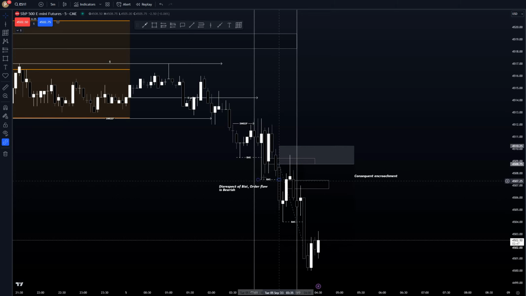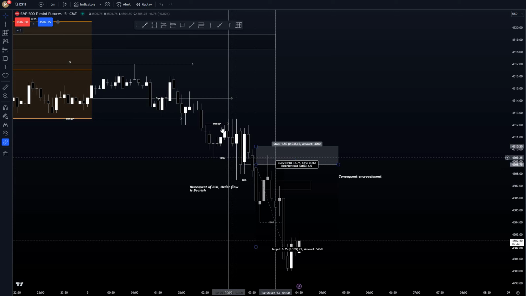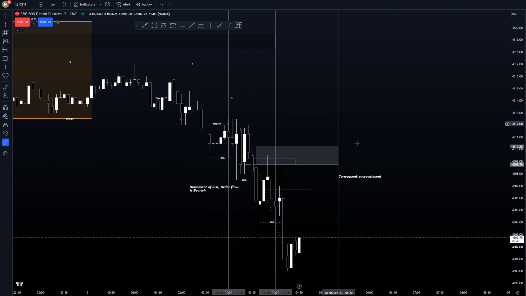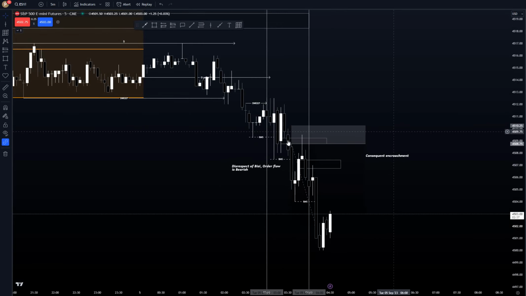And with that breaker structure, we had displacement over it. How do we know it's displacement? We had a body close over this wick. So because of that, we had a sweep and displacement. Last thing we needed was a fair value gap lining up with our draw on liquidity. Where did we get that?